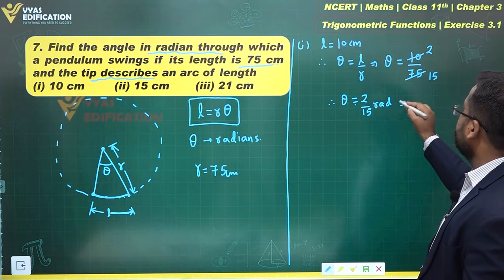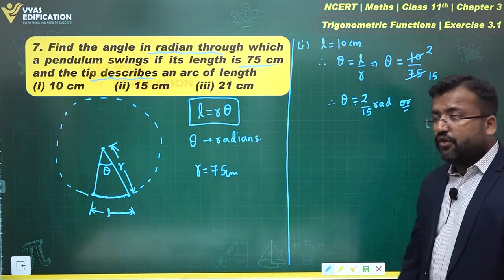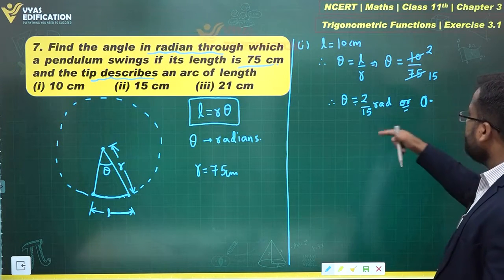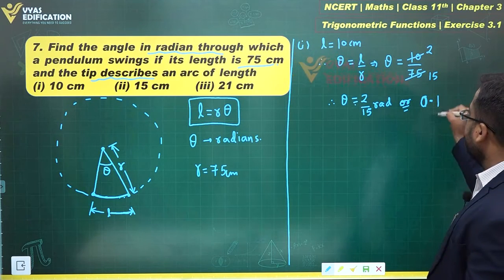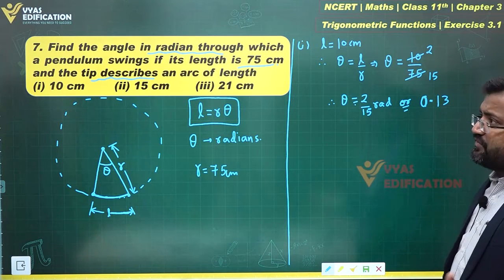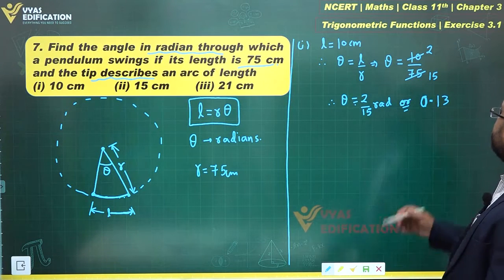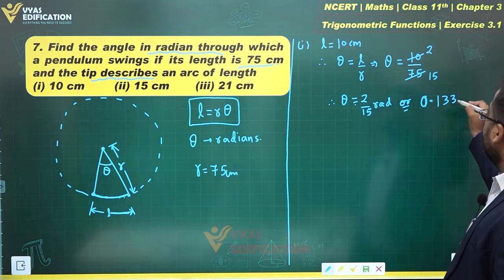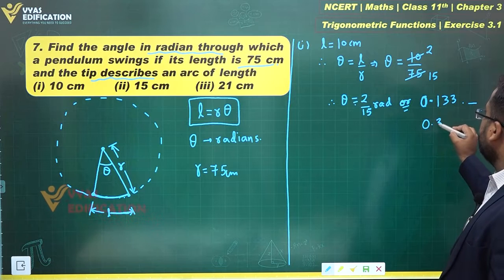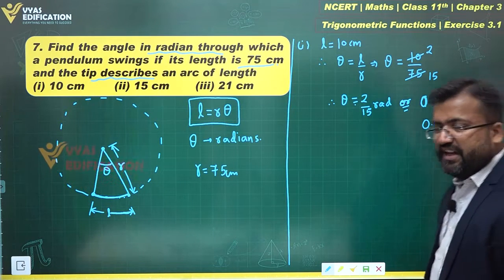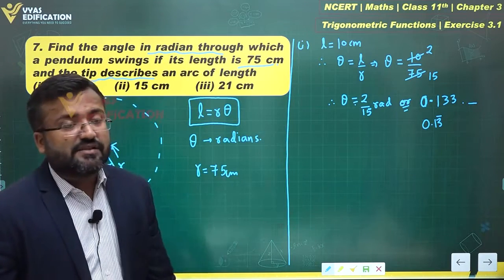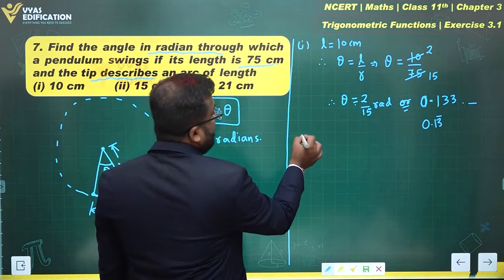Or in terms of decimals, if you divide, 15 times 1 is 15, 20 minus 15 is 5, gets carried. 15 times 3 is 45. Then 5 gets carried, and you get 0.133 and so on. This is 0.13 bar radians. That's the value in terms of radians, or you can simply say 2 by 15 radians. What else? Let's talk about the second part after this.